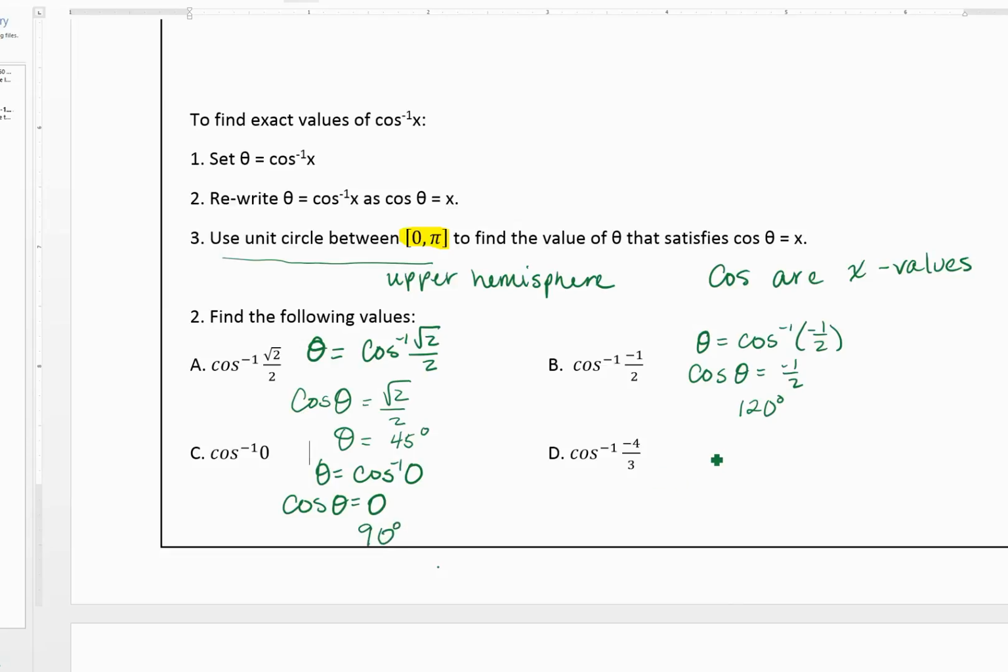And then one more. Here we'd say theta equals cosine inverse of -4/3. So we'd say cosine of theta equals -4/3. Now, if we try looking on the unit circle for -4/3, we're not going to find it, because -4/3 is a number less than -1. It's -1 1/3. And so this does not exist, or you could say undefined, because -4/3 is not in the domain of cosine inverse. It's less than -1.